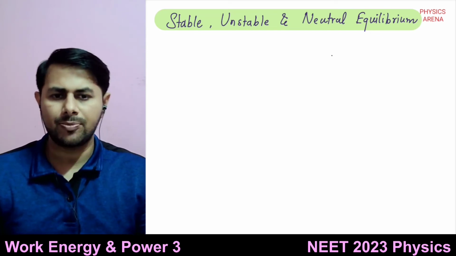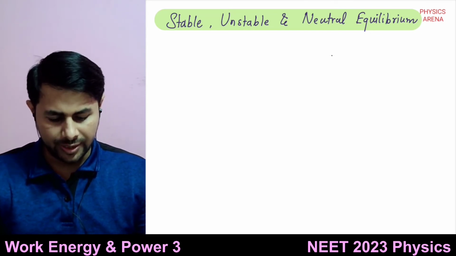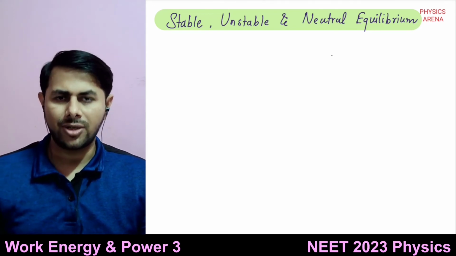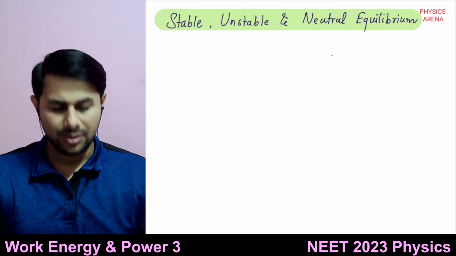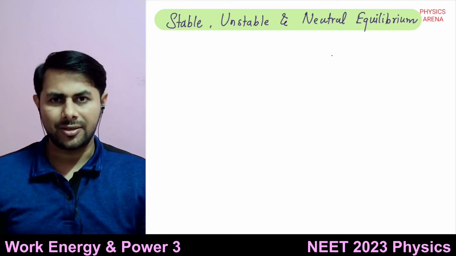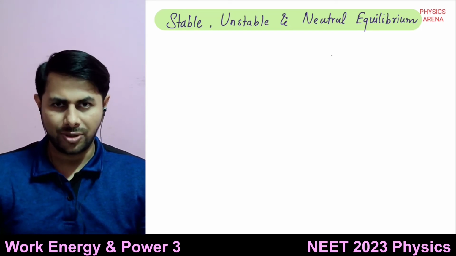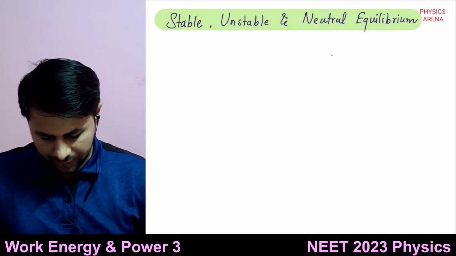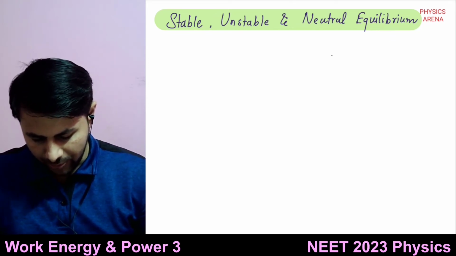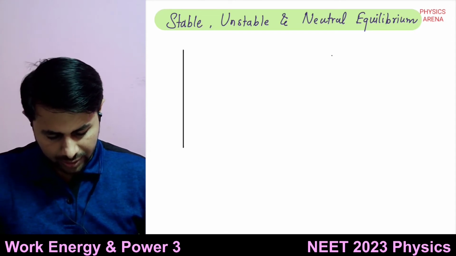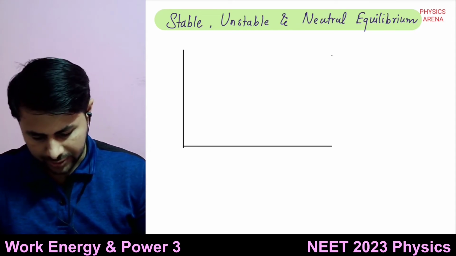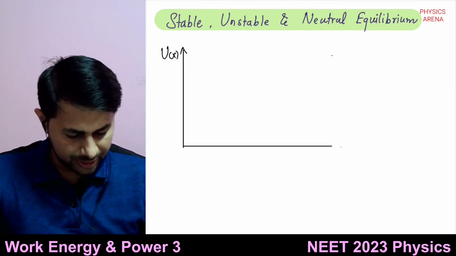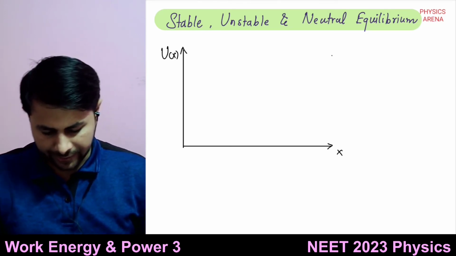Okay, so let's suppose you have an object which is under the effect of conservative force only. There are no non-conservative forces acting on the object. So you can define potential energy function for the object, right? So let's draw a graph of potential energy with respect to the distance. Okay, so this is U of x. We are considering one-dimensional case only, and this is x.